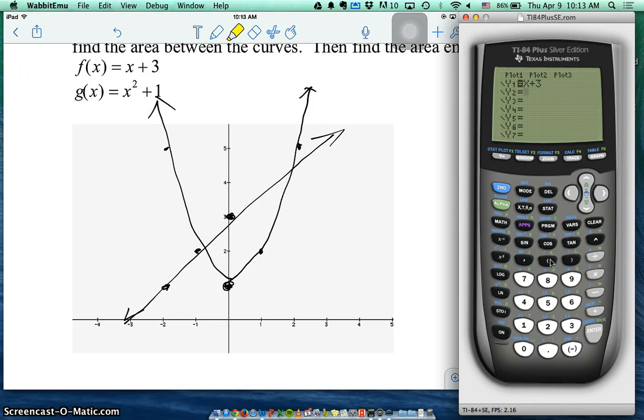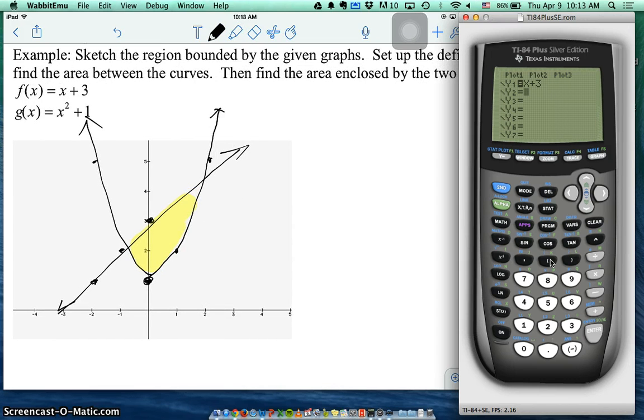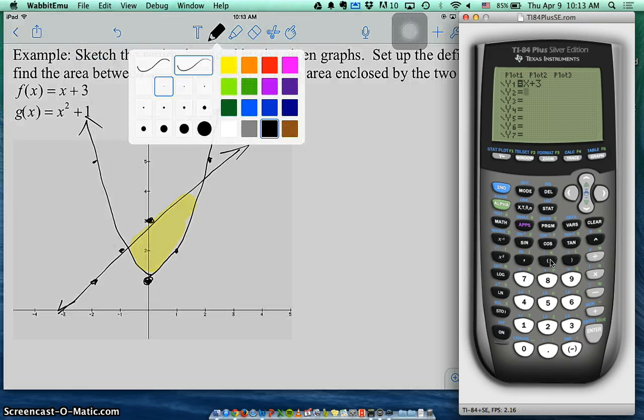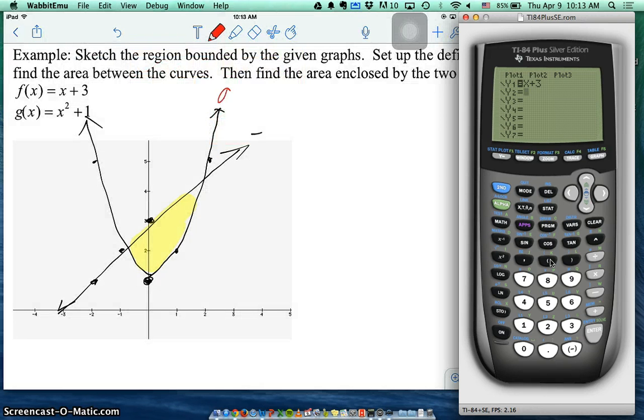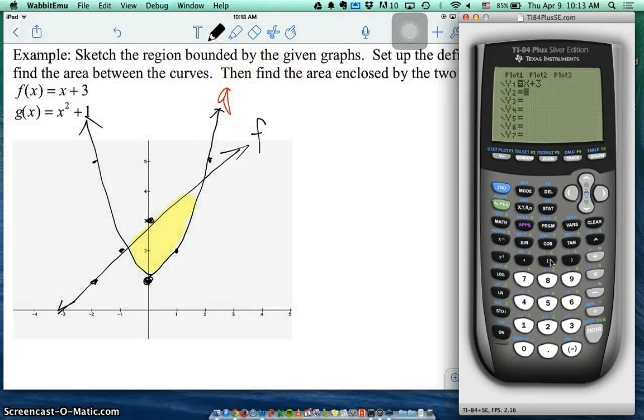As you can see, our target area will be right in the middle here. Without using the graph, we can find this just by calculation. So we have f of x over g of x. Since f of x is this one and g of x is this one, let me change the color and do g of x as red. So we can say f of x minus g of x, integrated, would give us the area.